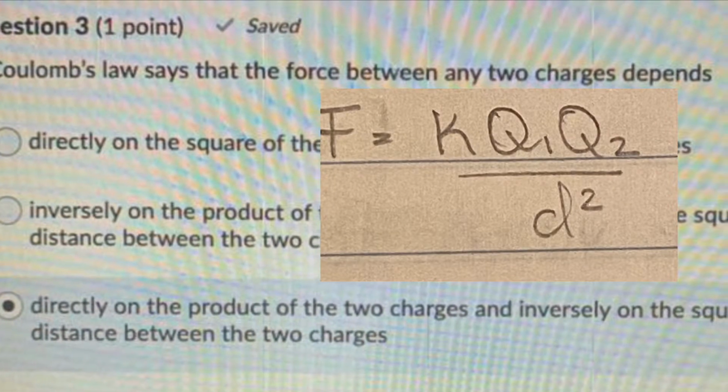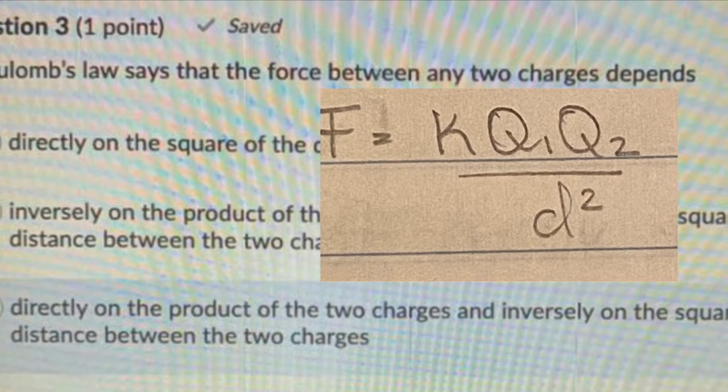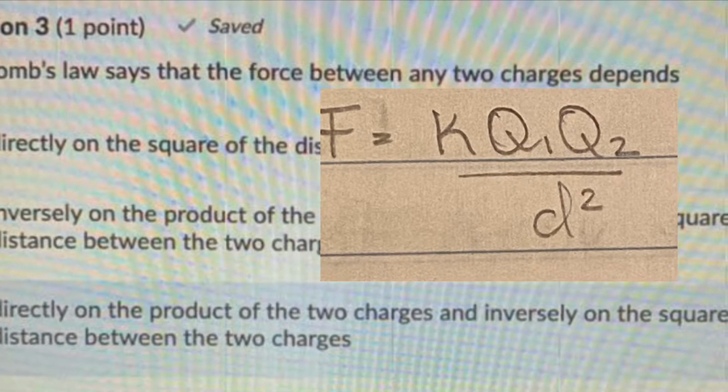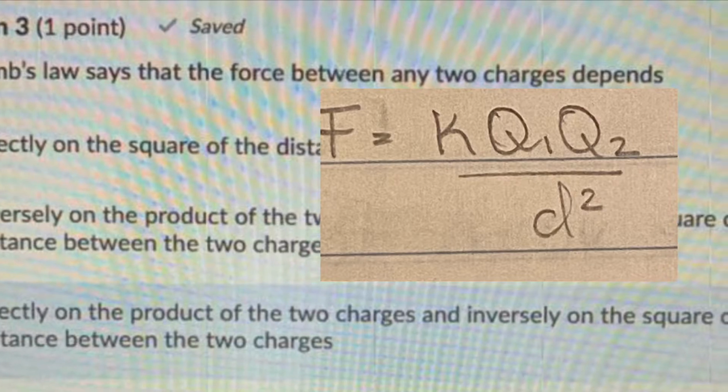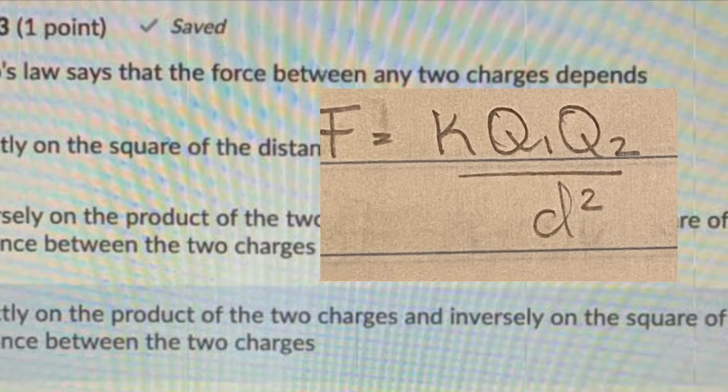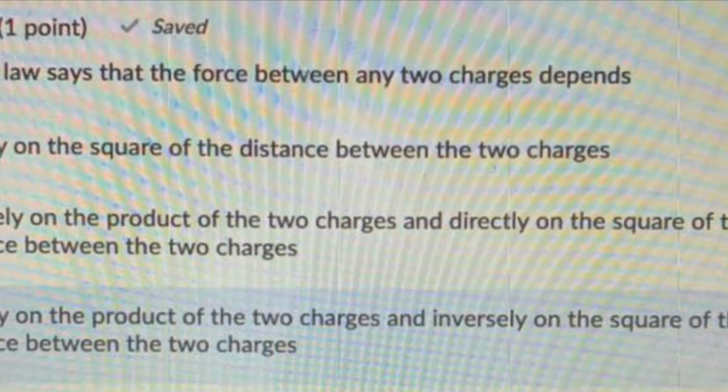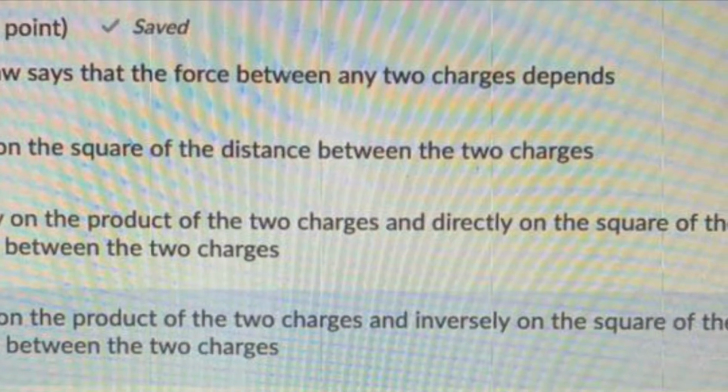It can only be equal to all of the top, so the product of the two charges, because your K is always going to be constant, so that doesn't matter. Don't forget it's inversely proportional to the bottom, and also because it is squared, it's inversely proportional to the distance squared.